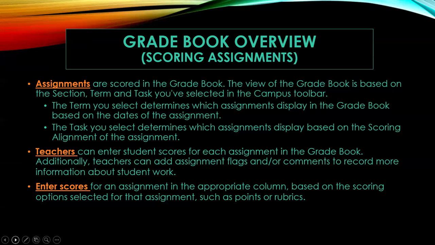Teachers can enter student scores for each assignment in the grade book. Additionally, teachers can add assignment flags and or comments to record more information about student work. You enter scores for an assignment in the appropriate column based on the scoring options selected for that assignment, such as points or rubrics. In your grade book, your scores are automatically in a drop-down box, with the exception of pass fail. So when you go to score an assignment, it's going to automatically give you a drop-down box to select the scores.